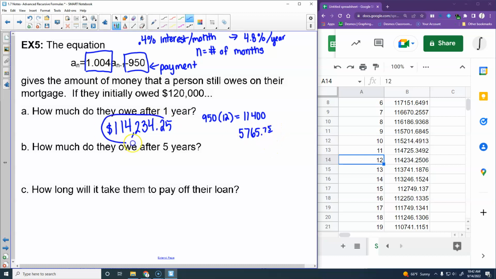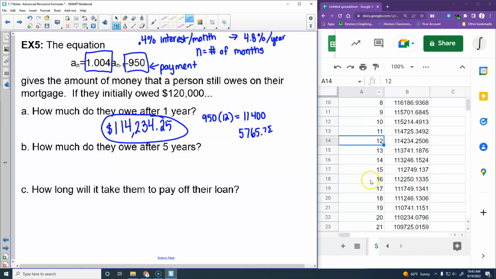The answer is here. This is what you still owe. I'm just pointing out that you paid over $11,000, but it only took $5,765.75 off of what you owed. So a lot of that went to interest.